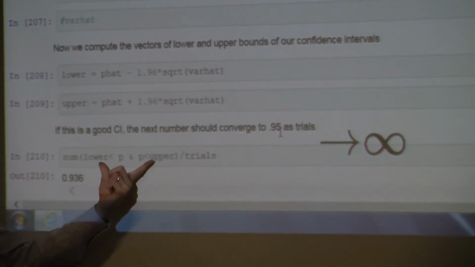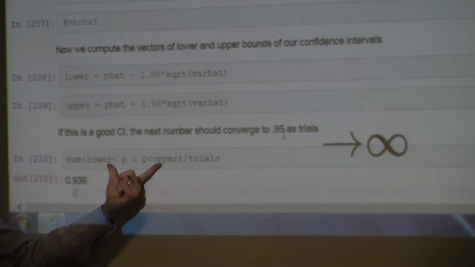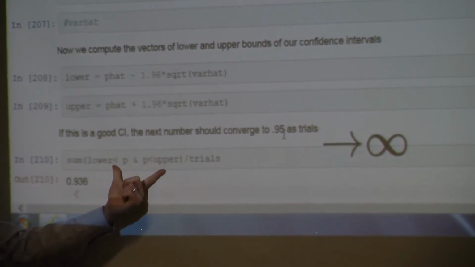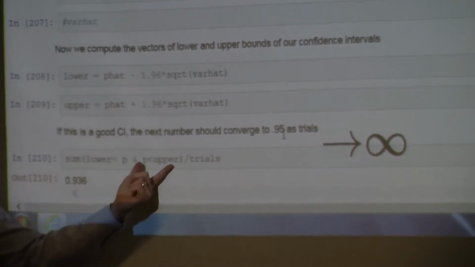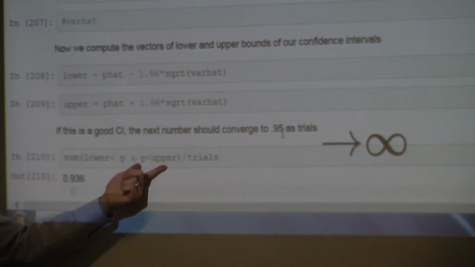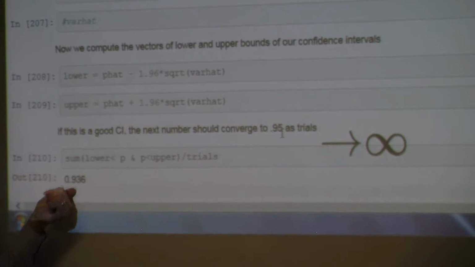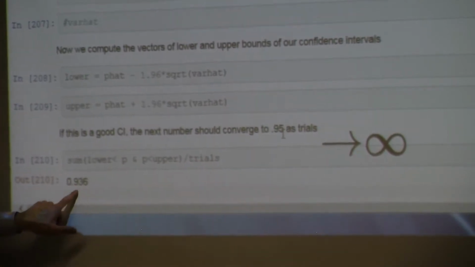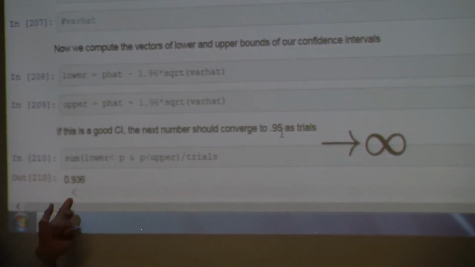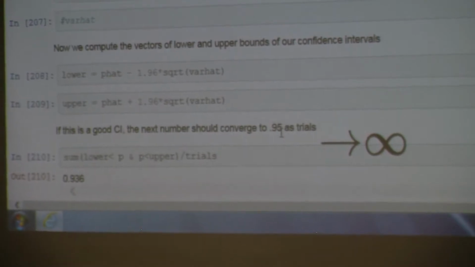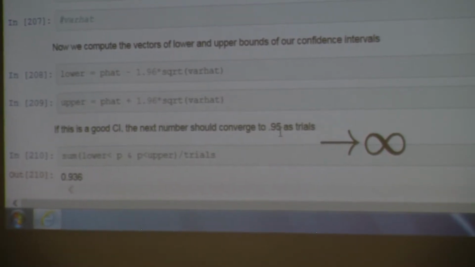So this just says, give me the vector, true or false, did the interval contain the true value? I take the sum of that, and R is converting the trues and falses to zeros and ones, and then I divide it by the number of trials. So this is the fraction of times that it contained it, and it's only 0.936, okay? And that's not a fluke. If I did this many times, you would see that it was lower.